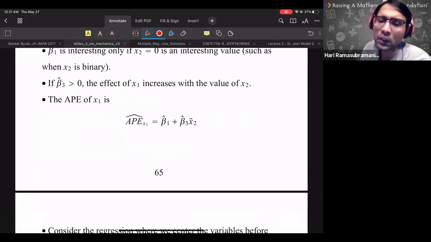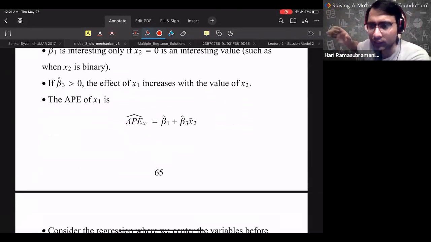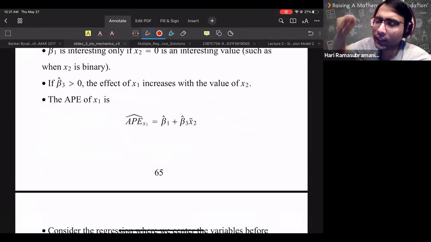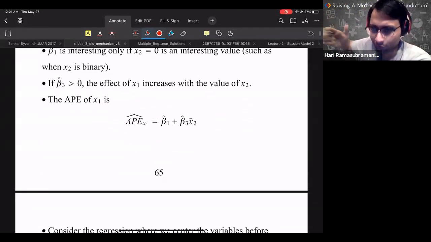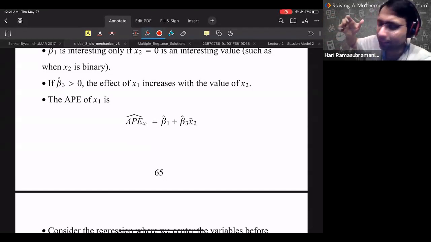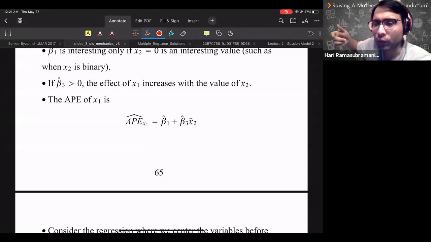So basically you don't even have to do all these computations. You just take the average of x2 and plug it in. That will be the same as going through each and every observation and finding out y hat for the given values of x2, and then you change the value of x1 holding x2 fixed.